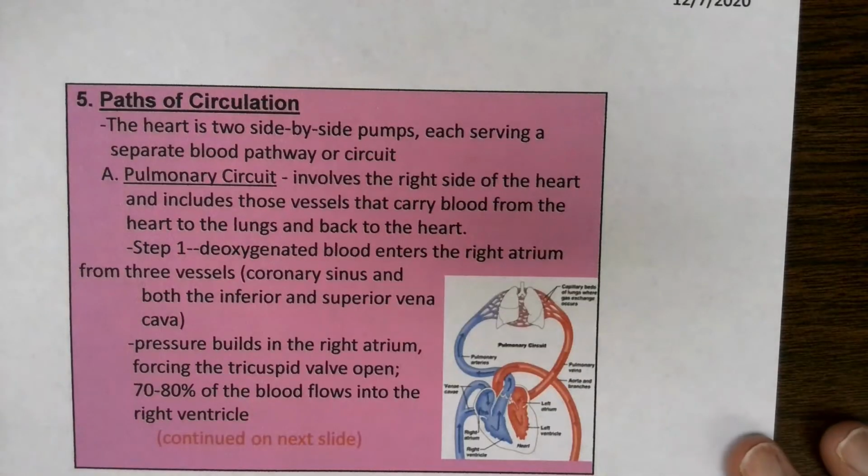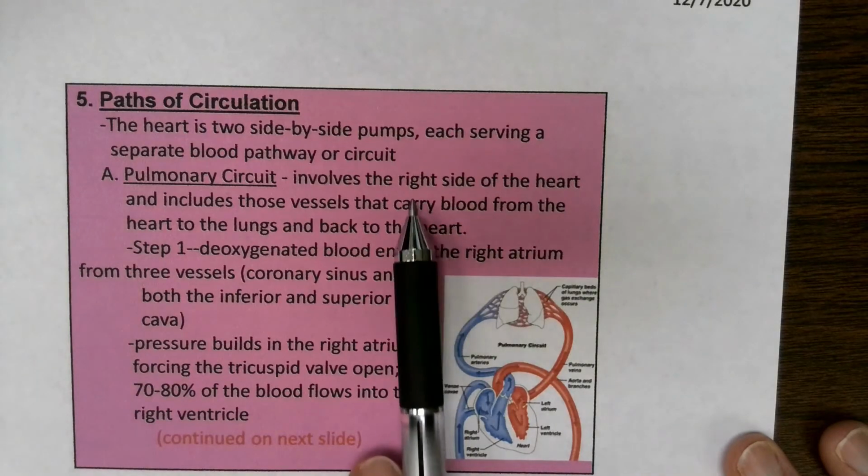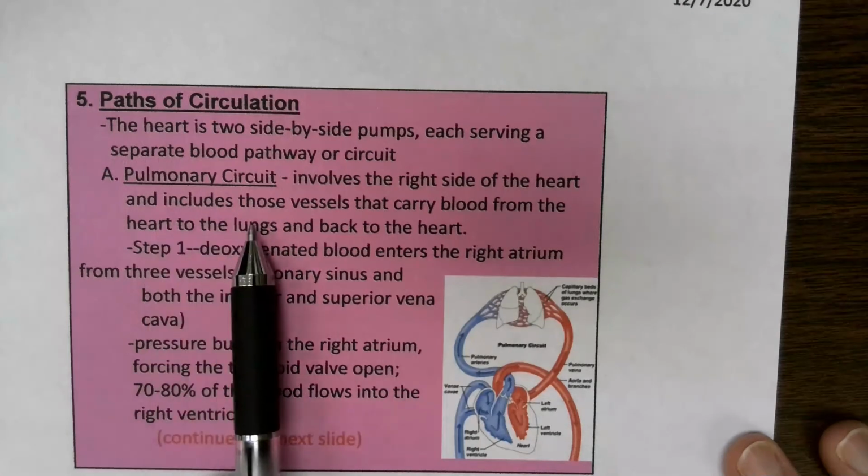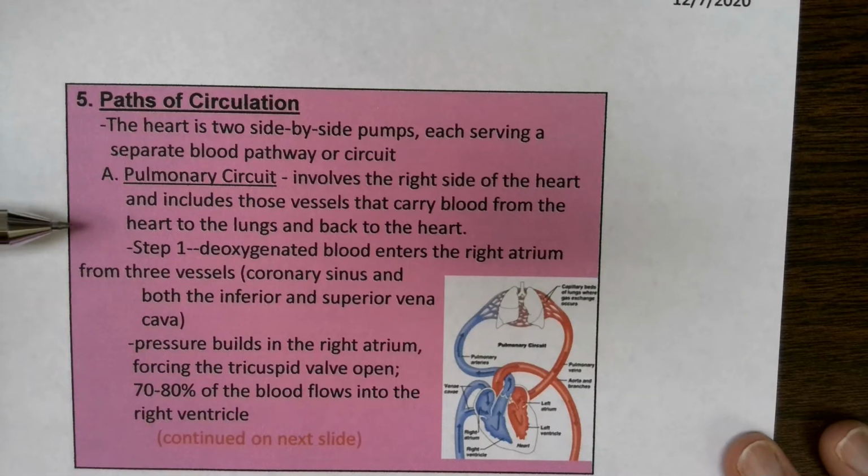All right, so then following that, next, the pathway of circulation that we're going to talk about. There's two paths. The heart is said to be a pump, or two side-by-side pumps, as you see there. Each of those is going to serve a different pathway or circuit. So you have the pulmonary circuit, and then you're going to have the systemic circuit. So the pulmonary circuit, this is going to involve the right side of the heart, and it's going to include the vessels that are going to carry blood from the heart to the lungs and then back to the heart from the lungs, right?